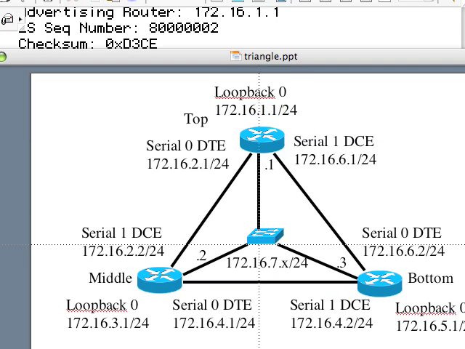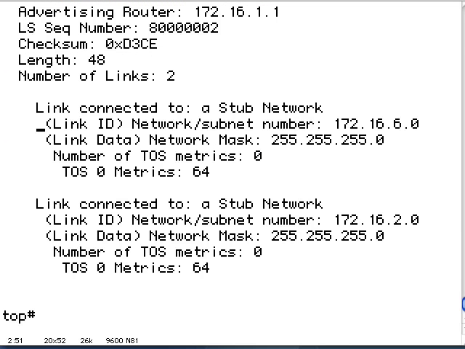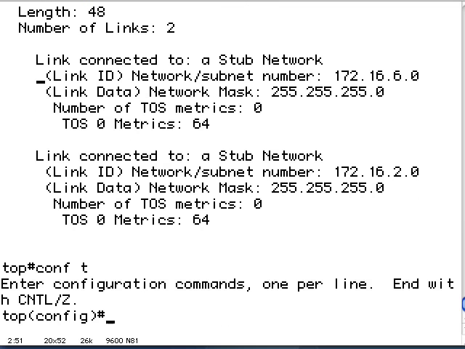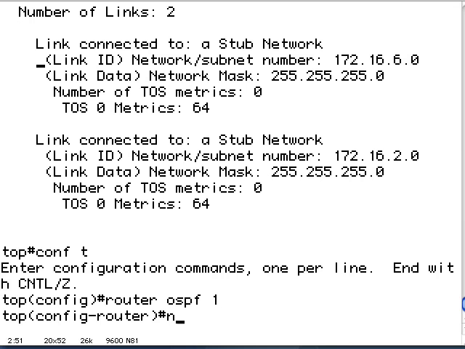Now, OSPF is not enabled on the Loopback interface, so let's go ahead and do that. conf t, router ospf 1, network 172.16.1.1, which is an exact match for the IP address on the interface. Don't care bits of, actually I'm going to go ahead and do the don't care bits of 0.0.0.127, which doesn't make any sense at all.